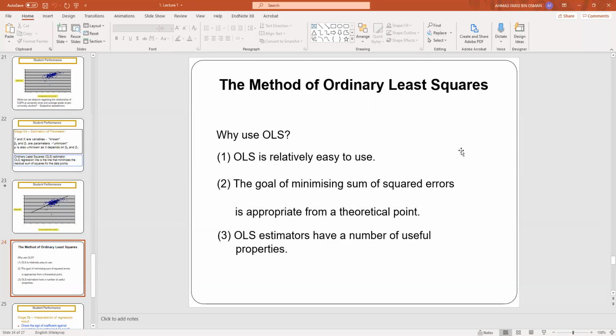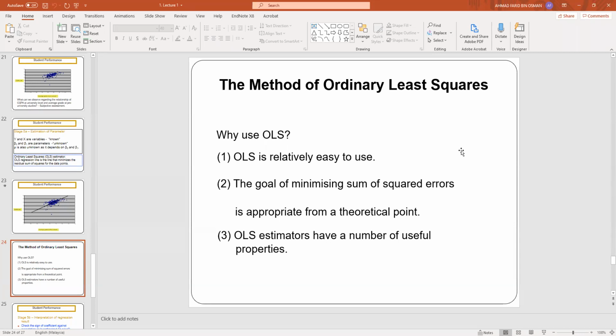Okay, so now why do we use ordinary least squares? There are three reasons given here. The first one is that ordinary least squares is relatively easy to use, because as I just explained, we just need to find the baseline to represent the relationship between y and x. And the second one, the goal of minimizing the sum of squared errors is appropriate from a theoretical point of view.